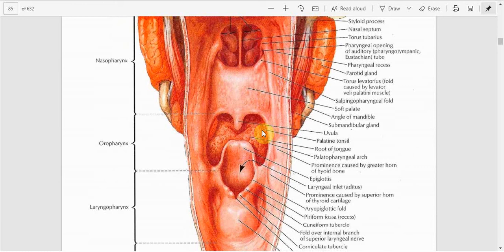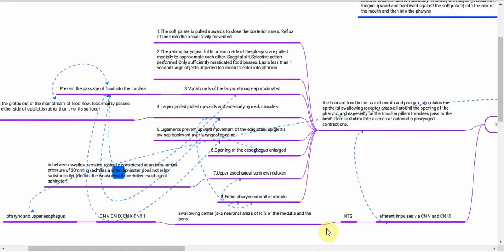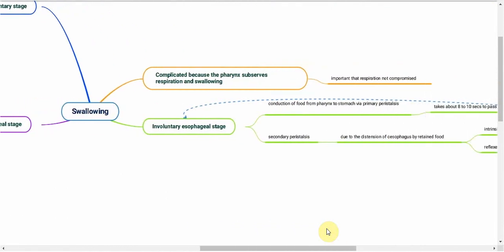Right, so now let's talk about the esophageal stage, which is comparatively much easier. Right, I'm hoping you'll be with me again. So this is the esophageal stage, involuntary again for MCQ purposes. Now there are two kinds of peristalsis, primary and secondary. In the case of primary peristalsis, it is simply a continuation of the peristalsis that developed in the pharynx during the involuntary pharyngeal stage, and that continues down the esophagus, and the food is propelled into the stomach.